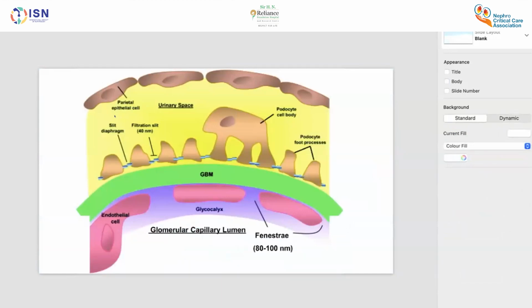So this is the picture of the glomerulus with endothelial cells, glomerular basement membrane, and the podocytes within the lumen.